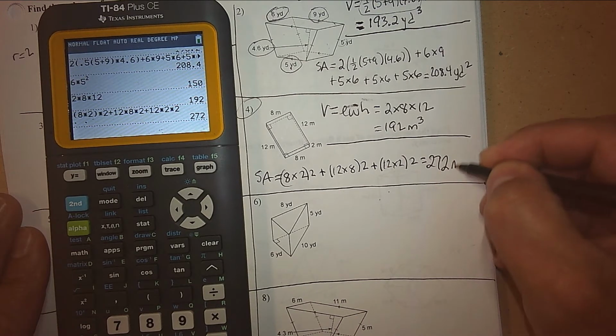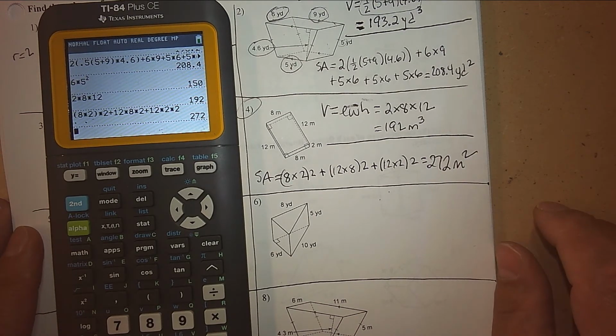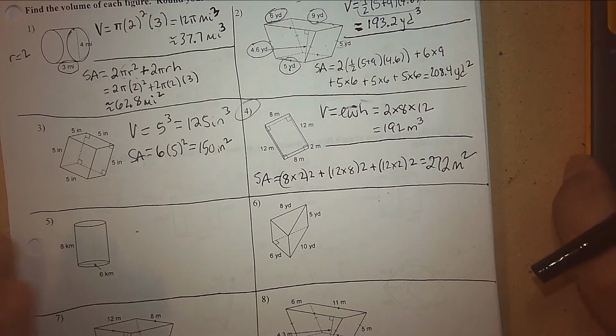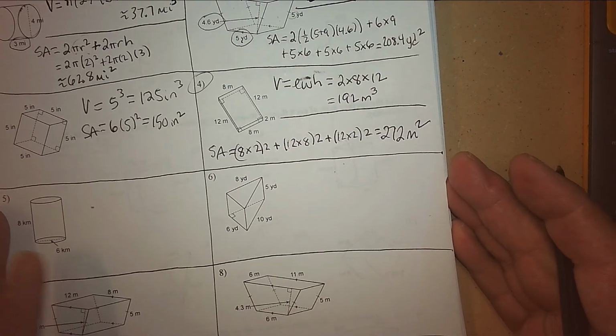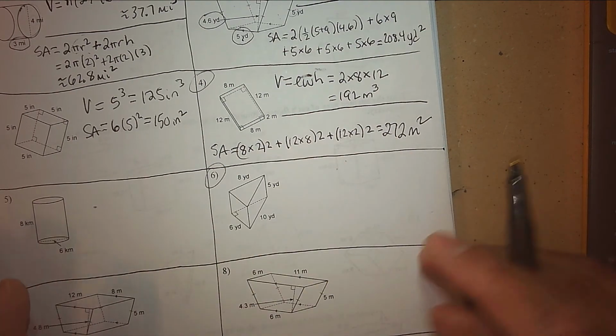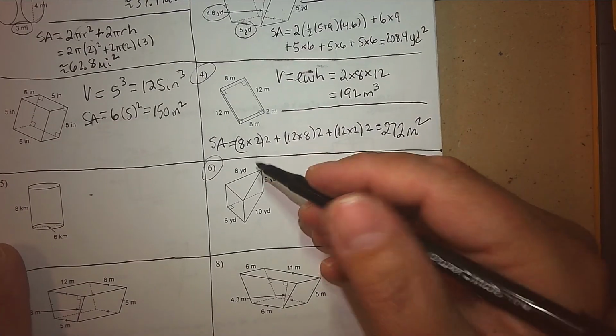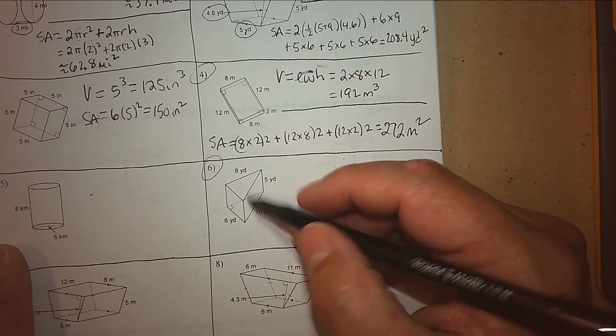That's 272 meters squared. Number 6. Number 6 is called a triangular prism. Can you see the triangle?